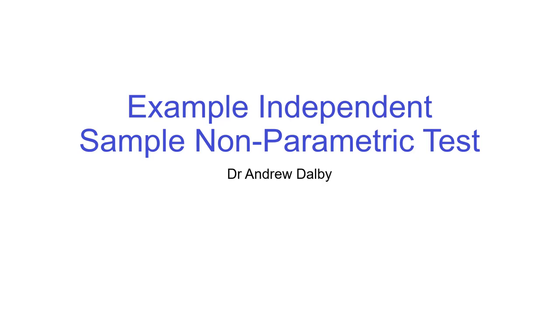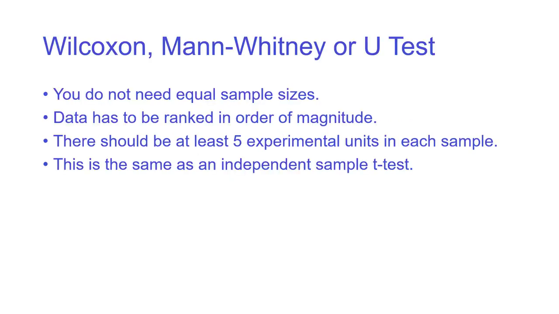Another type of non-parametric test is one that you can carry out on independent data which is not normally distributed, but where you want to compare the means, or in this case, because it's not normally distributed, the medians between two groups of data. In this case, it's called the Wilcoxon or Mann-Whitney U test. You don't need equal size samples of data, although it is a good idea to have them quite similar. You don't want to have collected 5 from one group and 50 from the other.